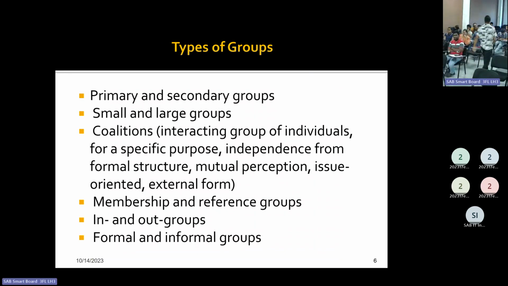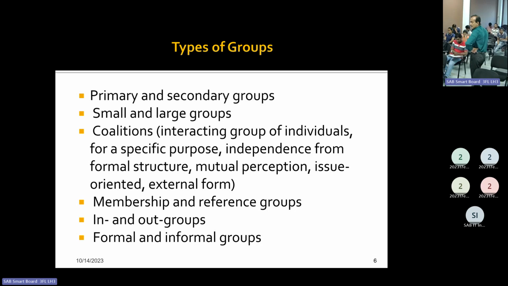Right, now the next subheading is about different types of groups. I touched on this point already. As per sociology, all these different types of groups can be seen. First, we can consider the primary and secondary groups. The second set is small and large groups. The third one is highly seen in organizations: different coalitions forming to achieve different purposes.